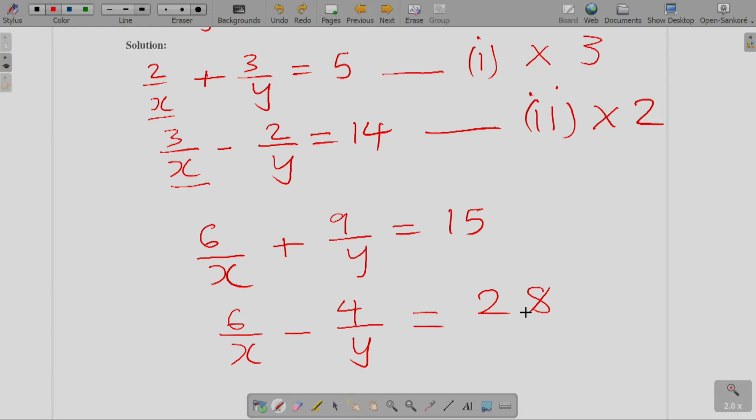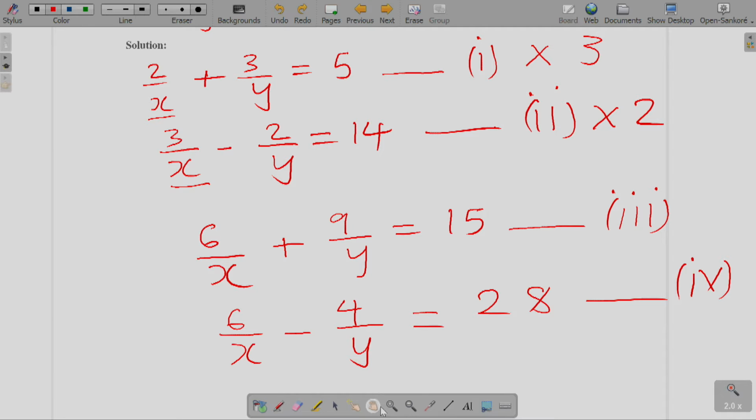So now we got two more equations. So the step to follow is to name these two new equations. Let's name this equation as equation number 3, and this one is equation number 4.